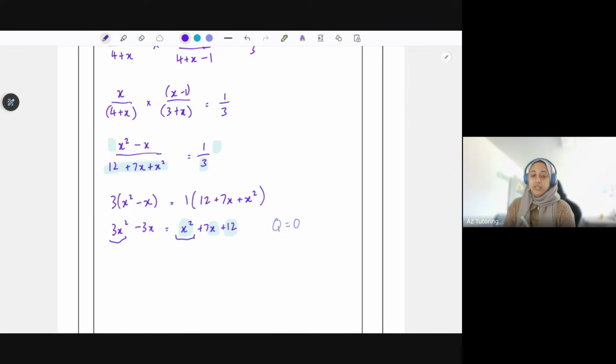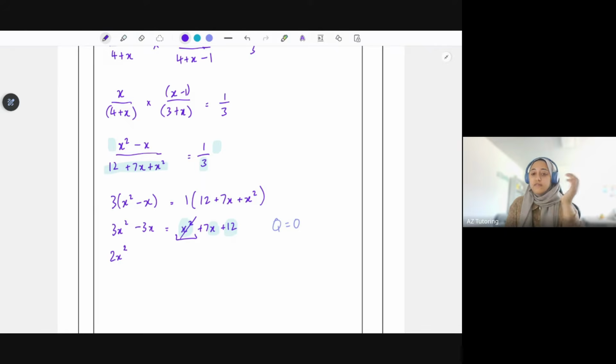If I minus 3x squared to the right-hand side, I'll end up getting minus 2x squared. I don't want my x squared to be negative. It's easier keeping it positive. So I'm going to bring everything from the right-hand side to the left-hand side. So minusing x squared, 3x squared minus x squared is 2x squared. And then done that. So we've got 7x now.